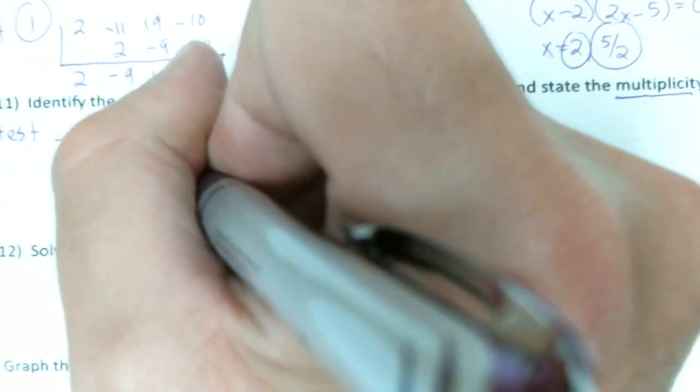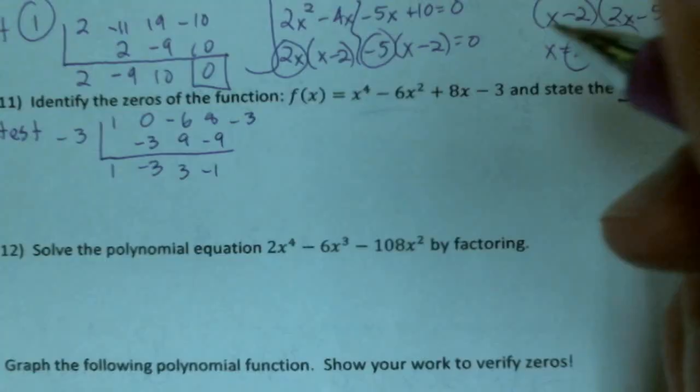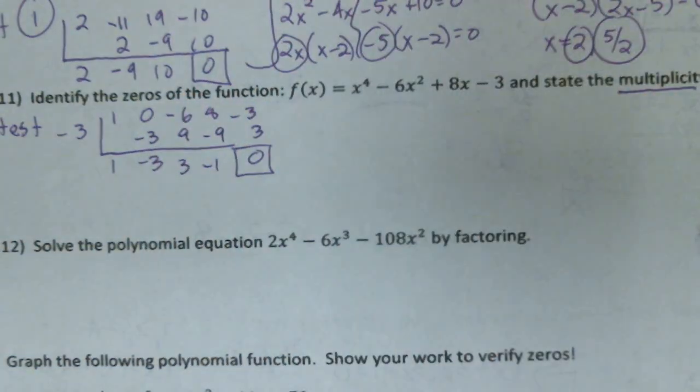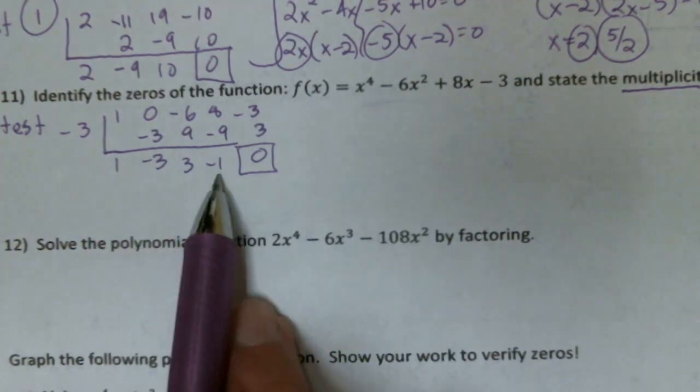Okay, let's bring down the 1. -3 times 1 is -3. 0 plus -3 is -3. -3 times -3 is 9. 9 minus 6 is 3. That's going to be -9. That's going to be -1. -3 times -1 is 3. And indeed, we get a remainder of 0. So I've knocked my quartic down to a cubic.